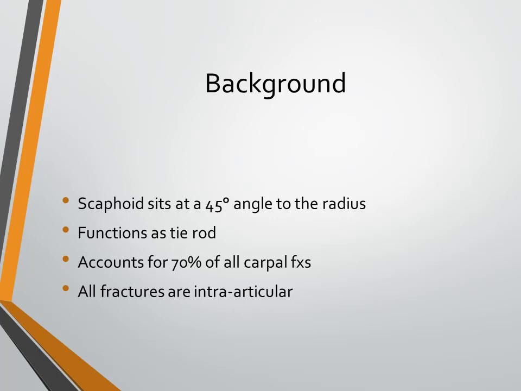As I mentioned, it is the most common fractured bone in the wrist and accounts for 70% of all carpal fractures. The peak incidence occurs somewhere between 12 and 15 years old. All fractures are intra-articular, with about 80% of them occurring at the waist of the scaphoid.